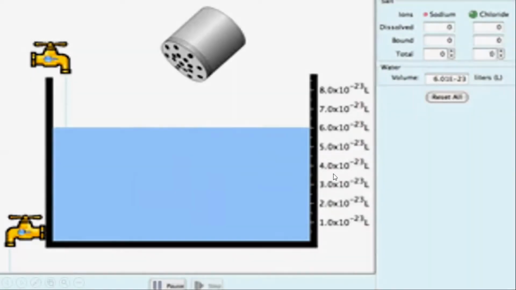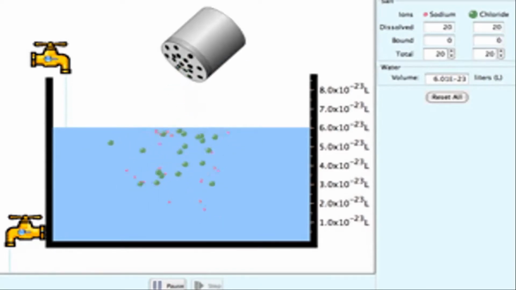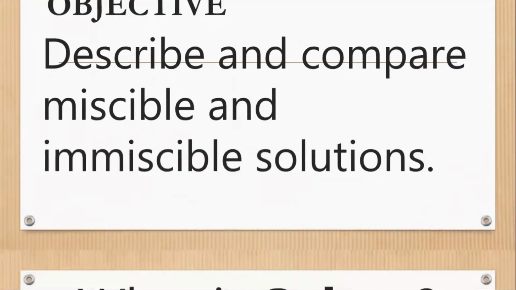Hi there, welcome back to our review for this day. We're going to review miscible and immiscible substances or solutions. We have to describe and compare miscible from immiscible solutions.